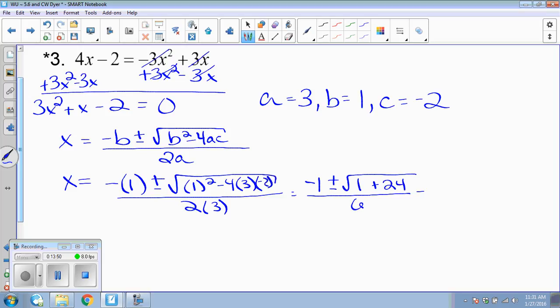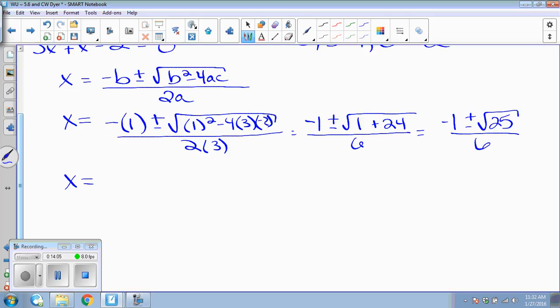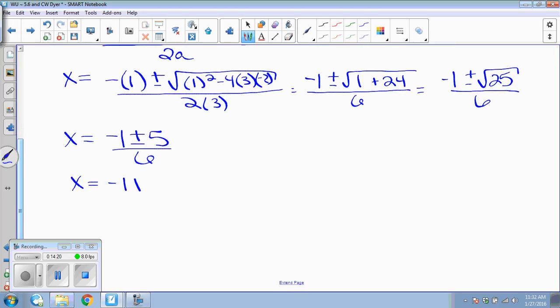So that's negative 1 plus or minus the square root of 25 all over 6. Well, this one's neat and pretty, isn't it? So x equals negative 1 plus or minus 5 over 6. So that's negative 1 plus 5 over 6 and negative 1 minus 5 over 6. So x equals negative 1 plus 5 over 6 and x equals negative 1 minus 5 over 6.